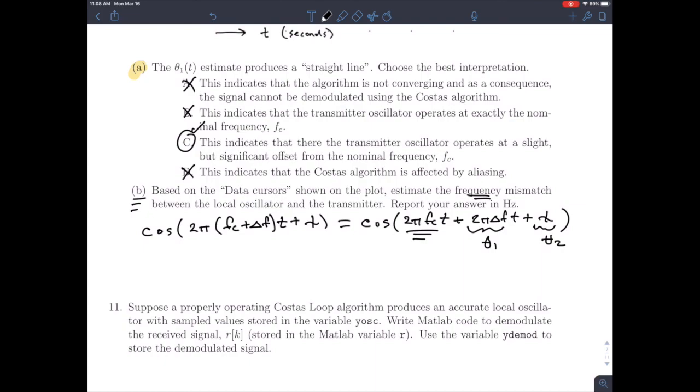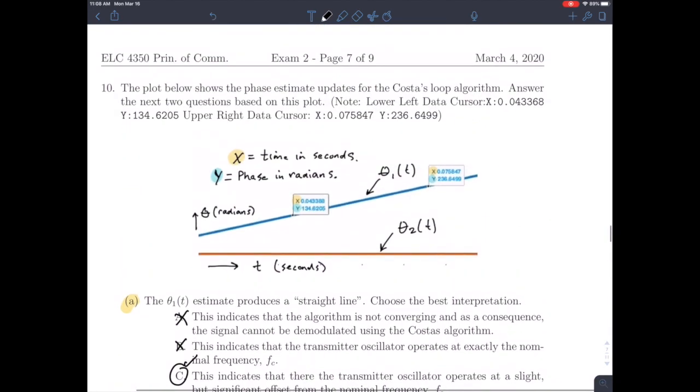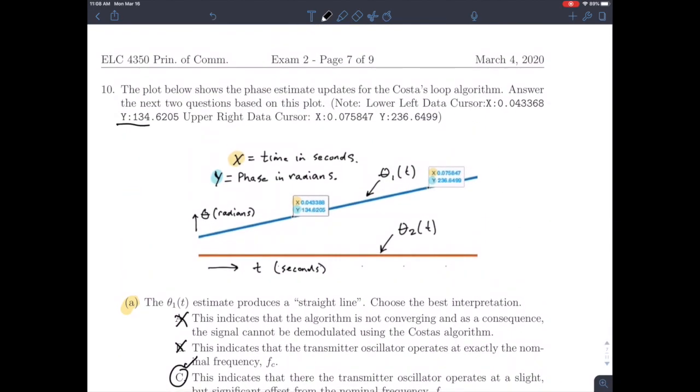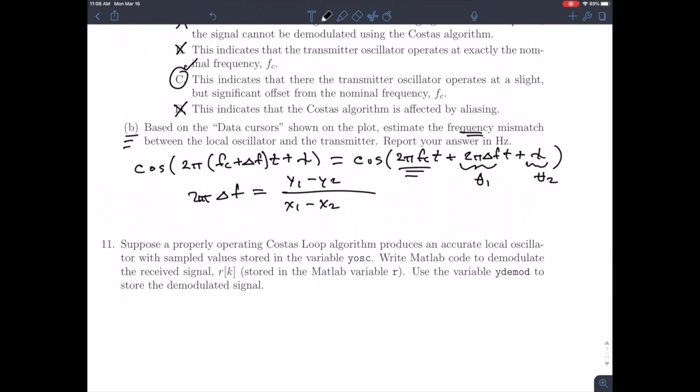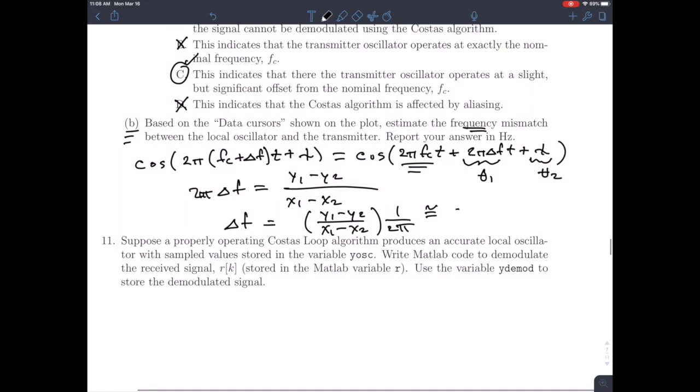So we know that 2 pi delta f is going to be y1 minus y2 over x1 minus x2, where I gave you the coordinates from the plot. Here's y1, here's x1, here's y2, here's x2. Plug those in and you get a slope. But remember, if you want delta f, you need to take this answer that comes from y1 minus y2 over x1 minus x2 and divide by 2 pi, and you will get the answer in hertz. When you do that, it turns out to be approximately 500 hertz. There's the solution to problem number 10.